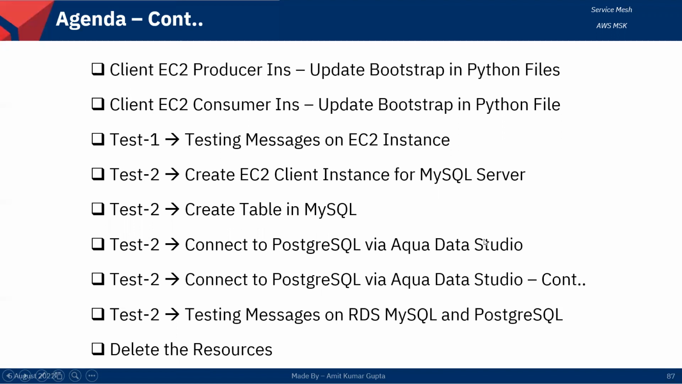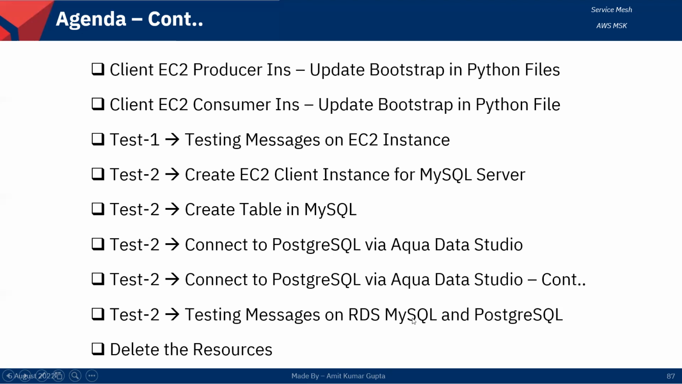We will use our local system, connecting with Aqua Studio, which is a UI for that. So I am distinguishing two things: one, we connect with the client EC2 instance, and the other is the UI, Aqua Studio. From Aqua Studio, we will connect to PostgreSQL and run the create table there. After both tables are created, we will take the messages from Kafka and put all those messages in the database tables in both. So we will do those tests.